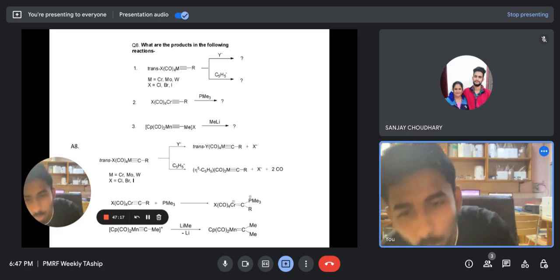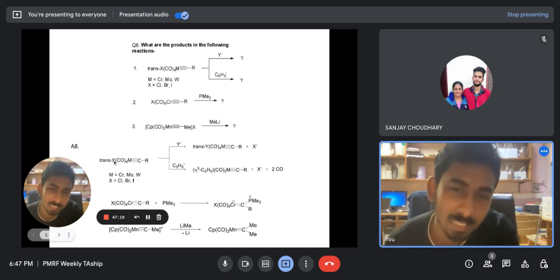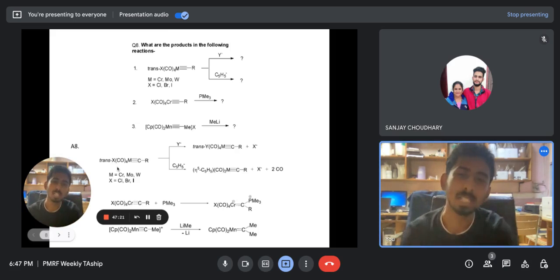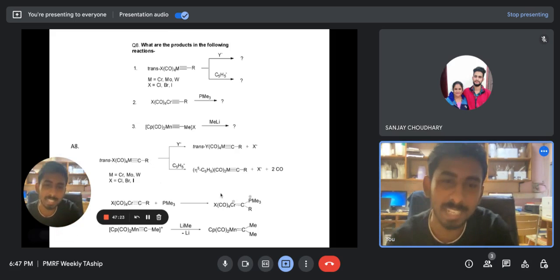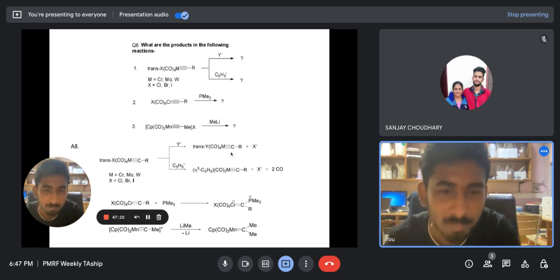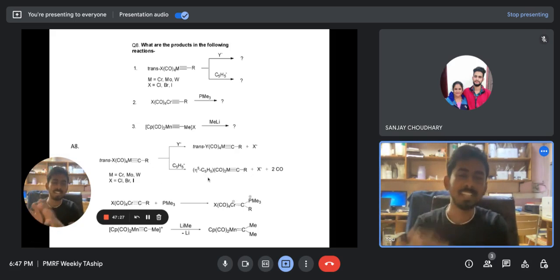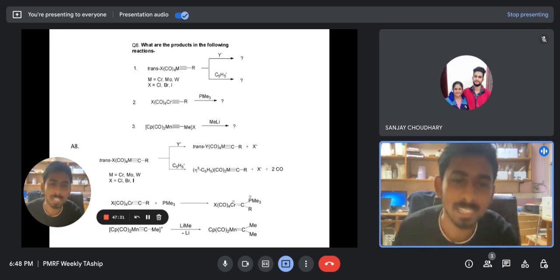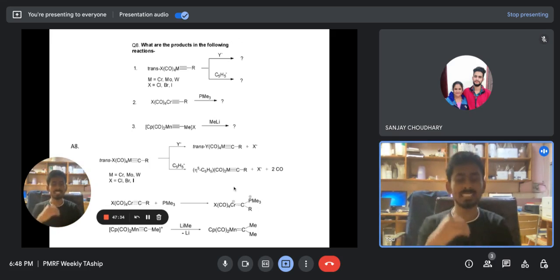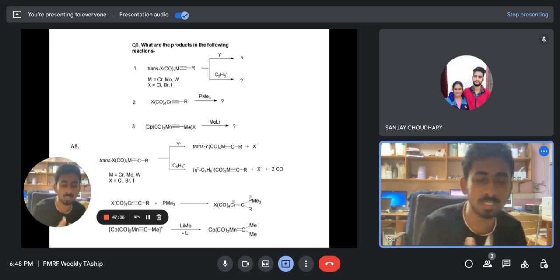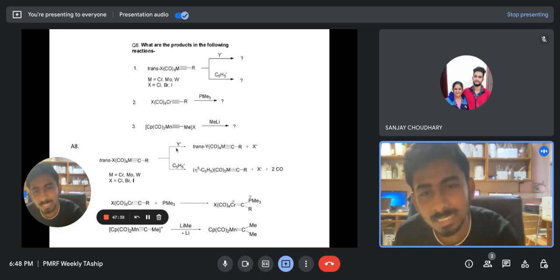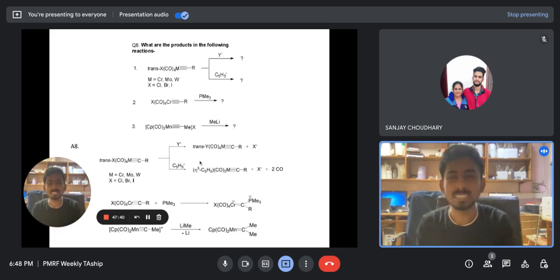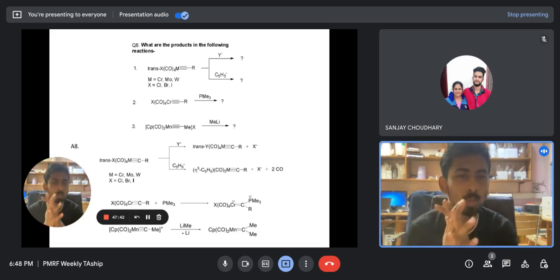In this case also, the group X is trans to the carbene center. That's why this X will be liberated as X minus. And η5 C5H5 minus, on account of being a bulky nucleophile, will be attacking on the metal center. But here is a technical glitch: what happens with the CO? Because in this step, we assumed Y is a strong nucleophile and a 2 electron donor.